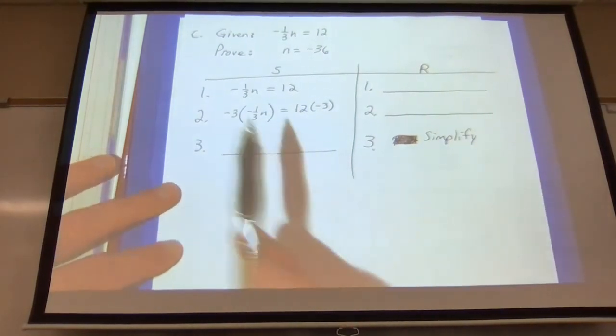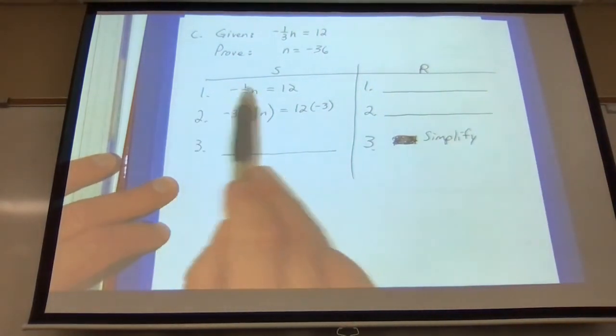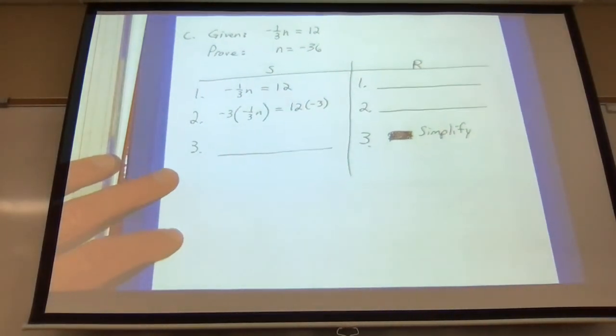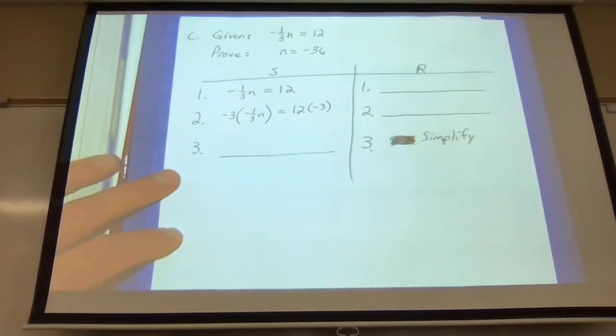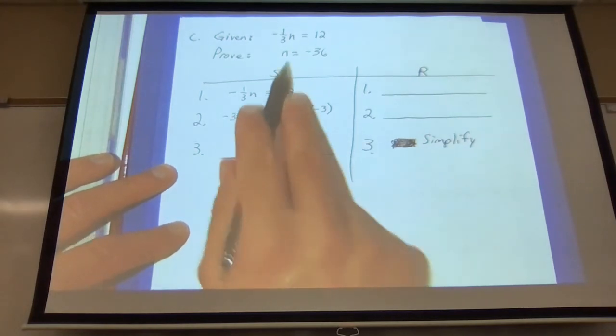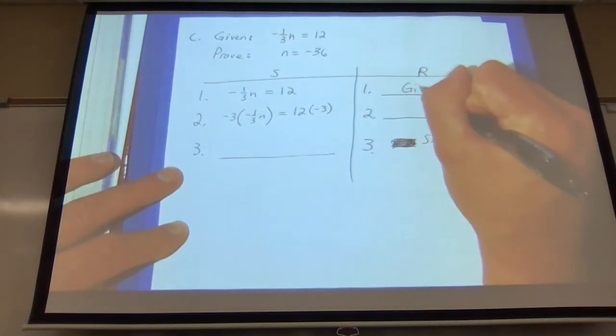All right, let's start with the first one. Step number 1 says negative 1/3 n equals 12. Step 1. John, can you figure out where that's coming from? No, Nick, sorry. Negative 1/3 n equals 12. Oh, yeah. That's your given. That's your first step. Given right there.